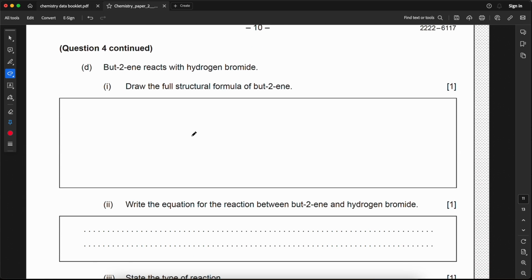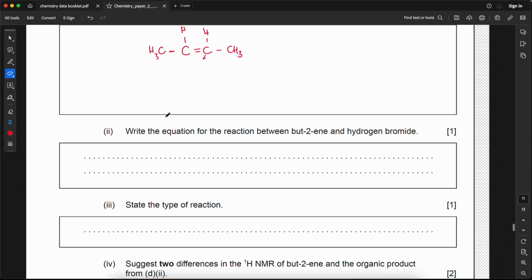Butene reacts with hydrogen bromide. Draw the full structural formula of butene. So the double bond will be between 2 and 3, and this will be CH3, and this will be CH3, with the double bond at number 2, and it has 4 C, that's why it's but.